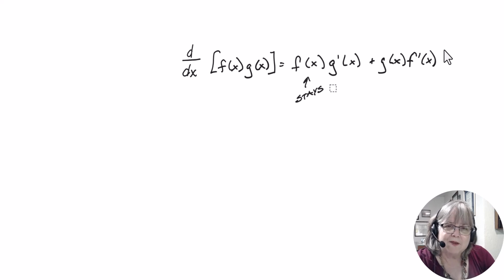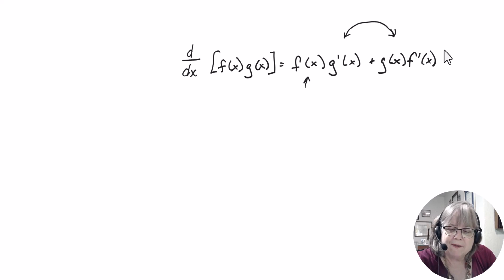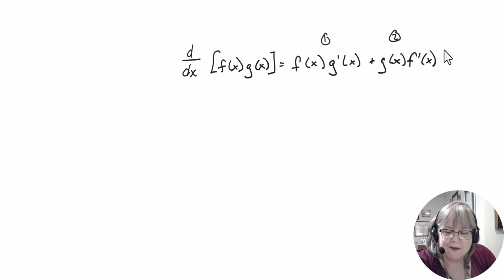Now, some teachers say it the other way around, and they'll say it's the second times the derivative of the first plus the first times the derivative of the second. So in other words, they switch these over. And it doesn't matter which way you add, does it? It doesn't matter if you add this one to this one or number 2 to number 1. So it doesn't matter which way you say it, but trust me on this one. Pick a way and say it the same way all the time.